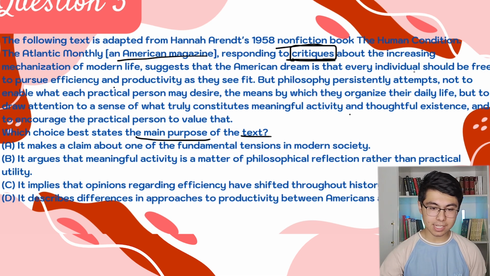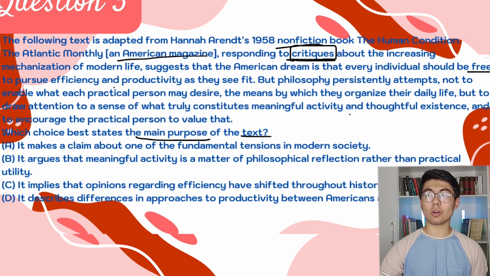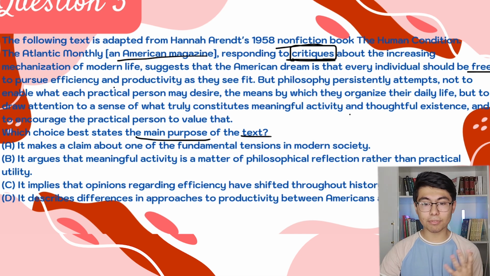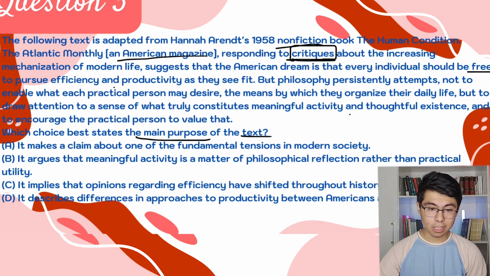So it suggests that the American dream is that every individual should be free to pursue efficiency and productivity as they see fit. So the Atlantic Monthly is saying that the American dream is all about freedom and especially the freedom to be efficient and productive however you want. So, let's move on. But philosophy persistently attends. So here we've got a contrast word, but, and that means a huge shift. And whenever you see buts, you know that something really important is going to come.